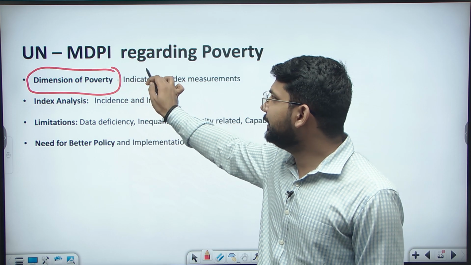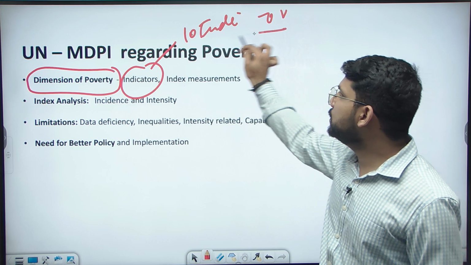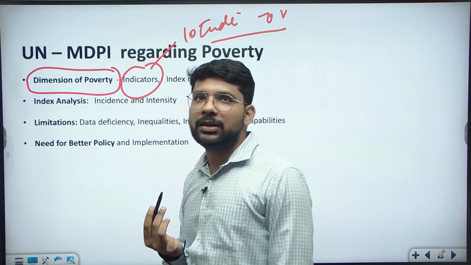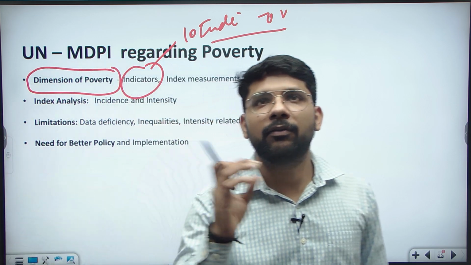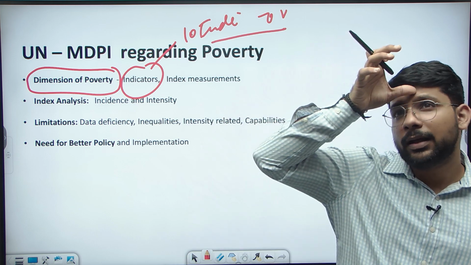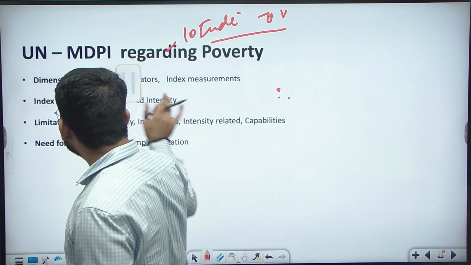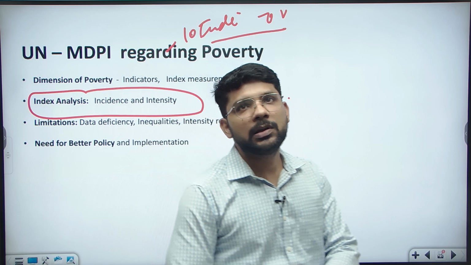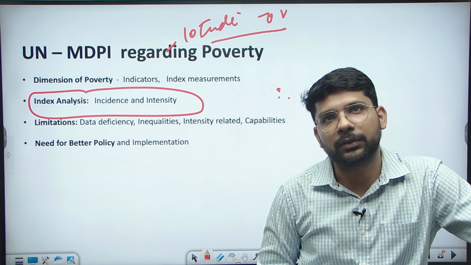So overall these are the 10 indicators on which the Multidimensional Poverty Index is focusing. They measure the reports through these dimensions: how much percentage of people are under poverty, what is the data in different countries, what is the data in India. These are the major ideas of the dimensions of poverty under the MDPI. In the second case, the index analysis. When the MDPI of the United Nations prepares and publishes its reports, there should be a complete analysis of it.